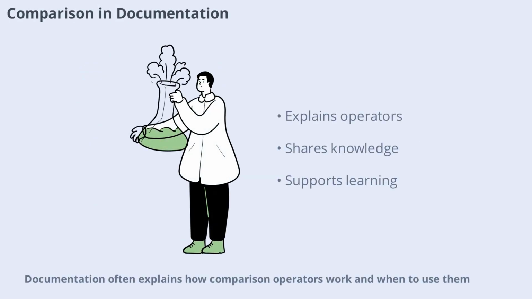Documentation often explains how comparison operators work and when to use them. Clear documentation helps you understand the purpose of each operator and how to apply them in your code. This is important for learning and sharing knowledge.